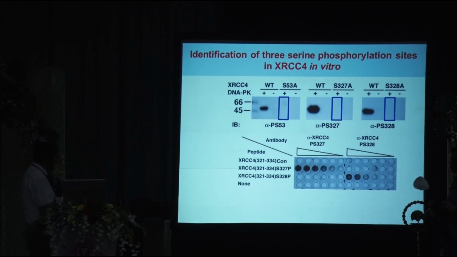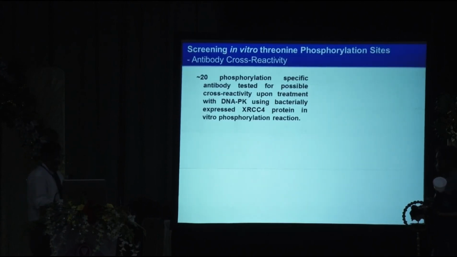This panel shows the reactivity of our antibody. In this case, we have used the S327 antibody, with decreasing titer of the antibody. And here we have used the serine 328 phosphospecific antibody, and here we could not see any signals. We have not used any antibody here, and this shows a control one, so we could see phosphoryl signals here. So these three serines we have identified as phosphorylation targets in XRCC4 protein.